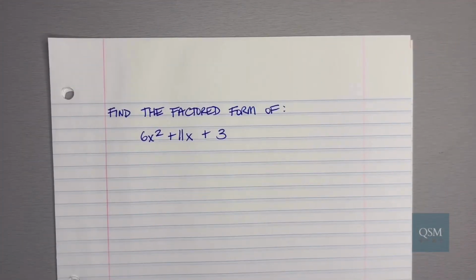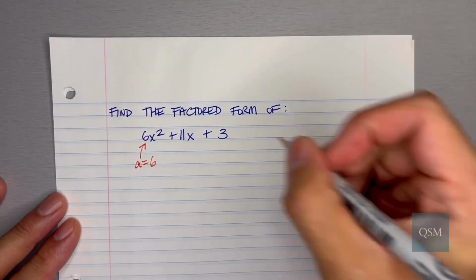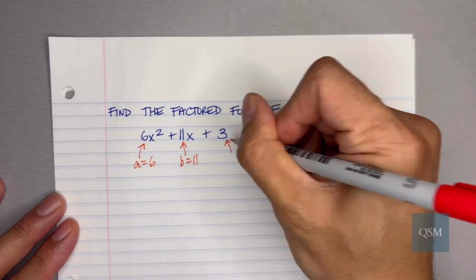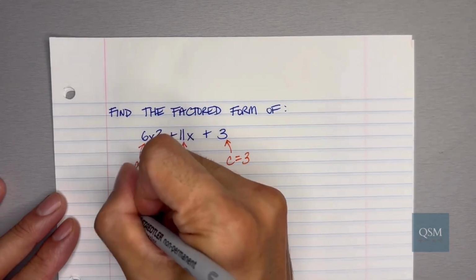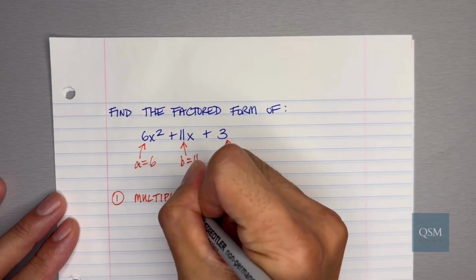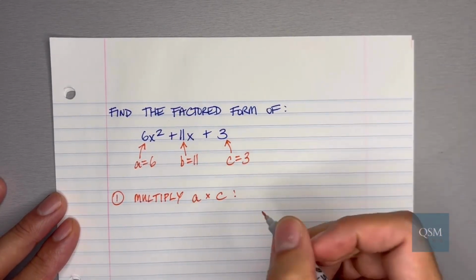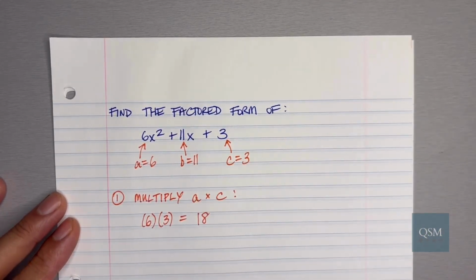Let's find the factored form of 6x squared plus 11x plus 3. So the first thing we're going to note here is that our a value is 6, our b value is 11, and our c value is 3. And step 1 is going to be to multiply a times c. So that gives us 6 times 3, which is 18.